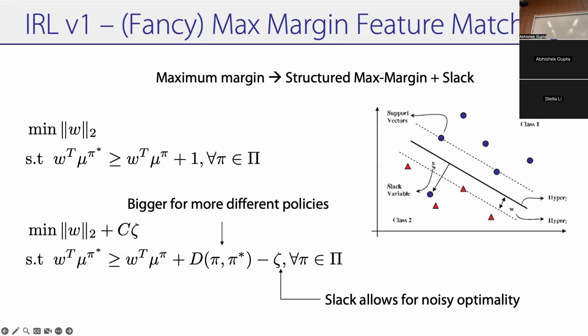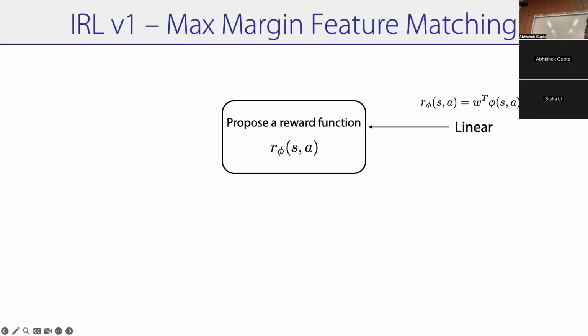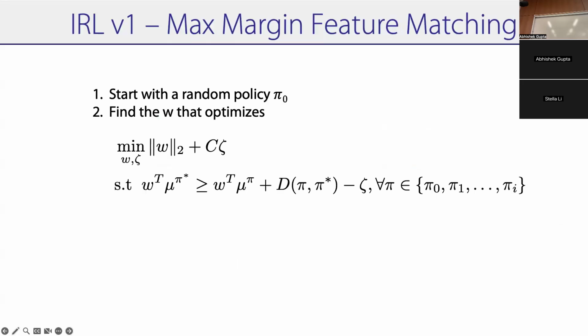But do you evaluate this or optimize this over all policies? Yeah, that's a good question. Basically, the way you're going to try and optimize it, you're going to start with a random policy. You're going to try and enforce this constraint with your current policy, or under your current pi naught.